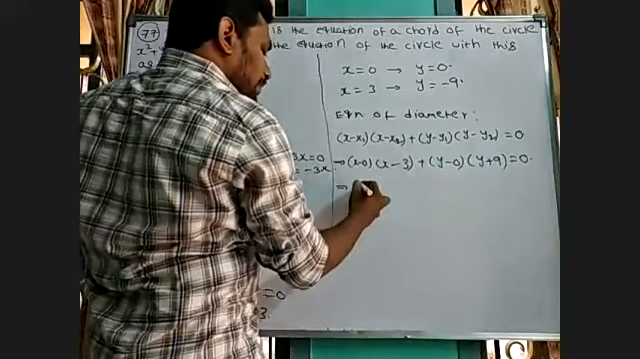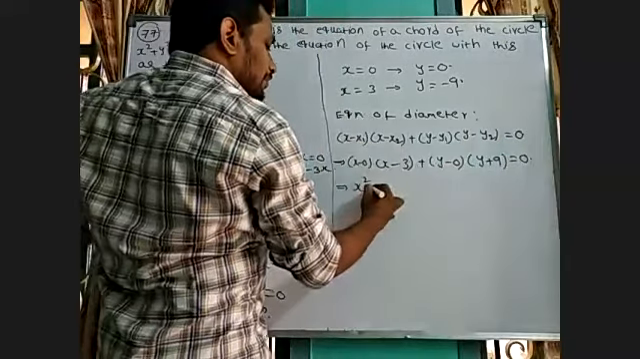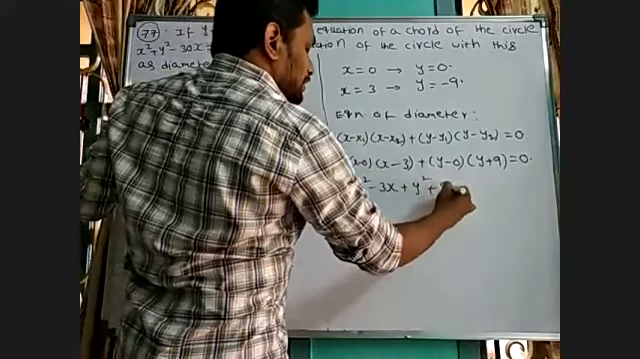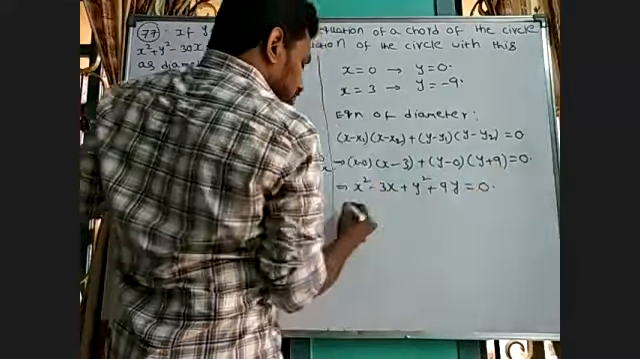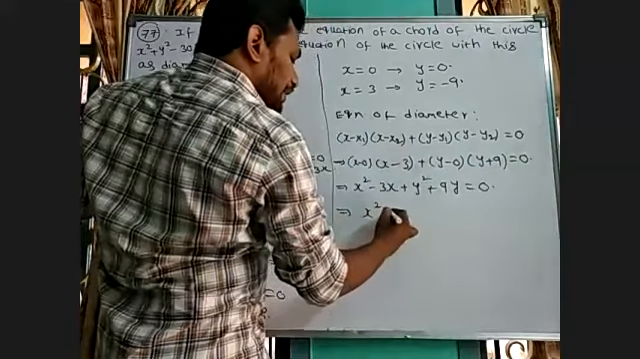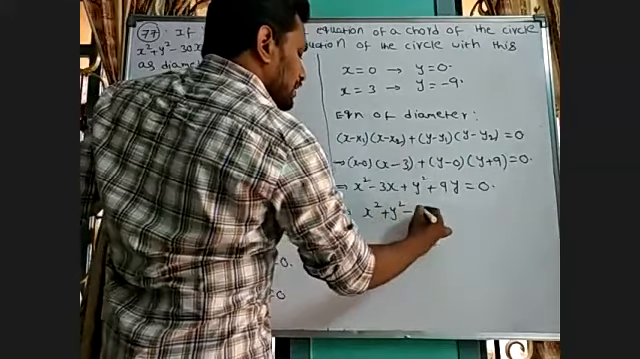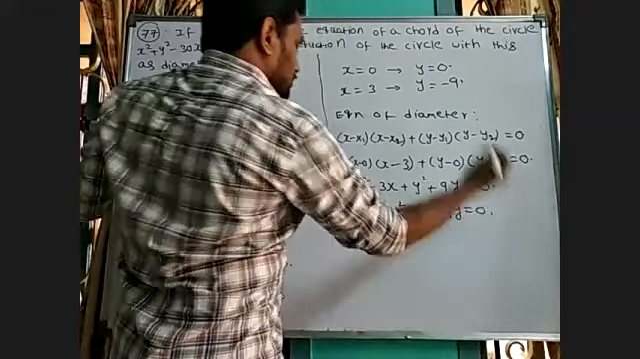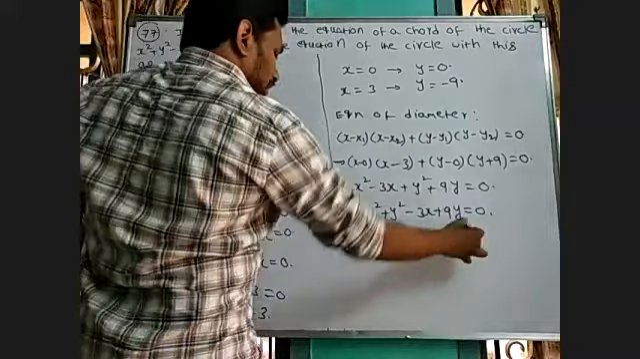Okay? If you multiply it, what we get? x square minus 3x plus y square plus 9y equals to 0. Okay? From this, x square plus y square minus 3x plus 9y equals to 0. This is the circle equation, right?